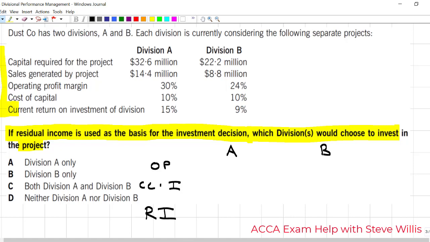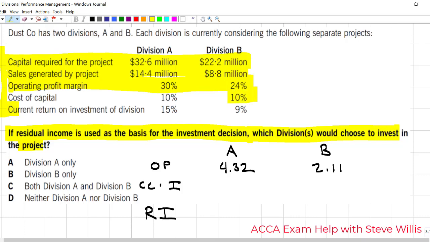Now, do we have operating profit? Let's look. We've got capital required. Okay, so that's going to be the investment there. We've got the sales. We don't have the operating profit directly, but we get the margin. So right away, get out your calculator and we can get that. 30% of 14.4 and 24% of 18.8. The first one is 4.32. Second one is 2.11.